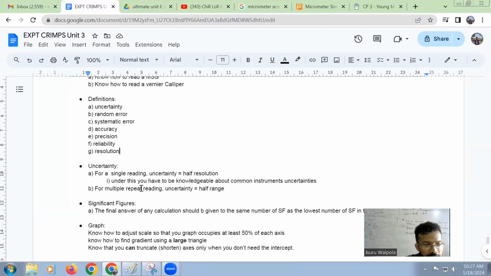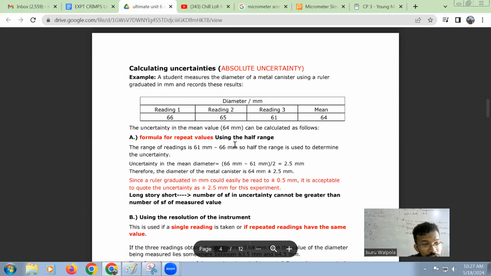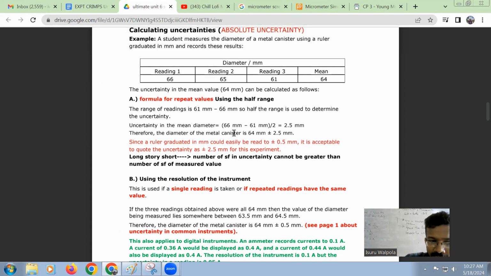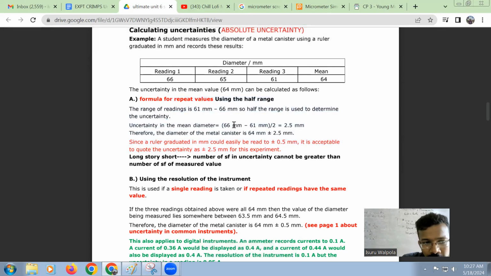For multiple readings, you will find the notes for how to calculate uncertainty on page 4, but it's very detailed. Okay. Now, if you want the summary, you go to my other document. If you want the detail and solved examples, you come back to this one. So here there's some data. Of course, if there's anomalous data, you must discard it before doing this whole procedure, right? For repeat values, you use half the range to calculate uncertainty.